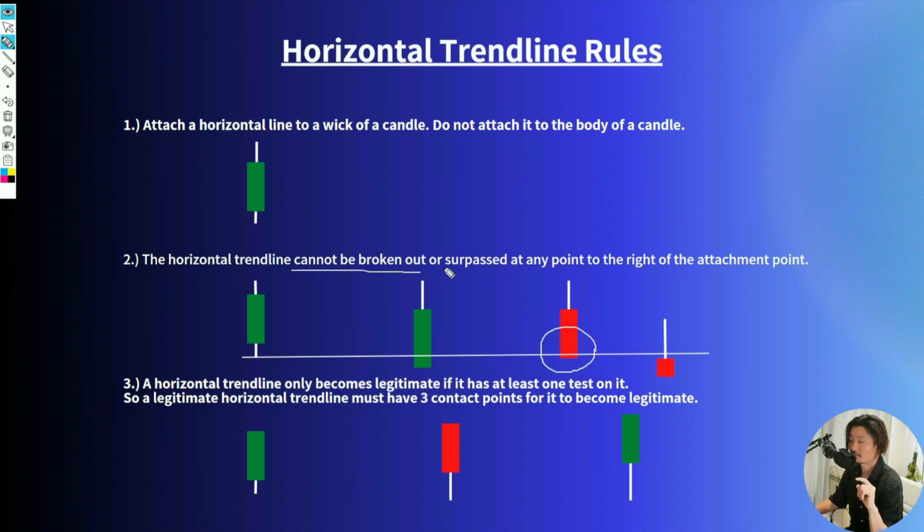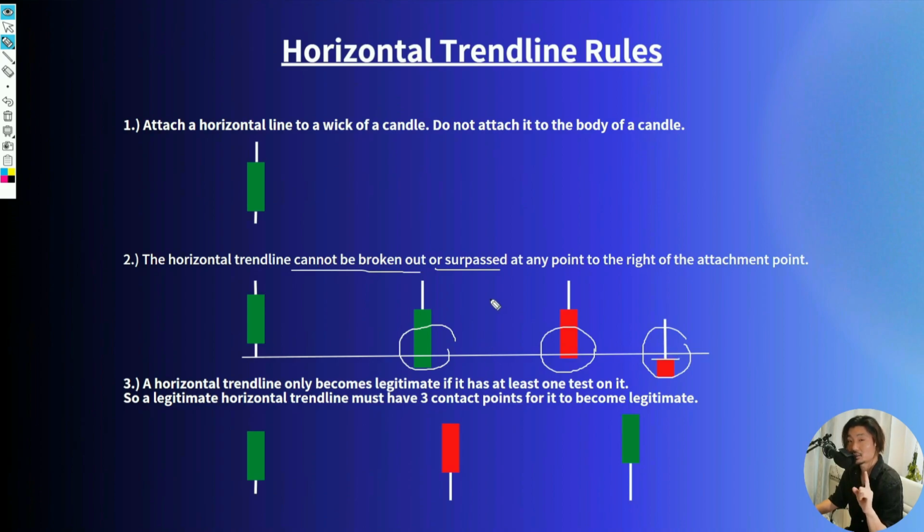Moreover, it cannot be surpassed also. You can see this candle right here opened under this horizontal trend line, which means it surpassed it. Moreover, right here, you can see that price opened under this horizontal trend line. And so if this happens, a trend line is no longer legitimate.